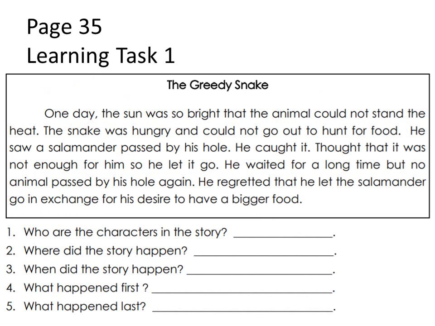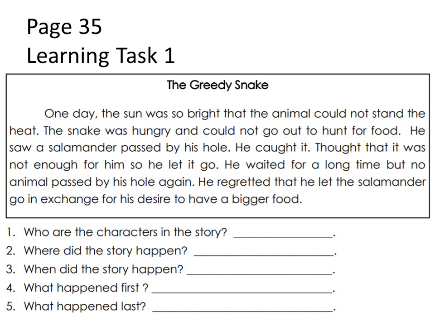So, let's do first page 35, learning task 1. I'm going to read a story and then let's answer this. Okay, get your notebook and then let's answer this. Okay, so we are going to answer in your notebook, but you just have to write your answer. No need to copy this all, just write your answer. Just write page 35, learning task 1. Okay, I'm going to read first the story.